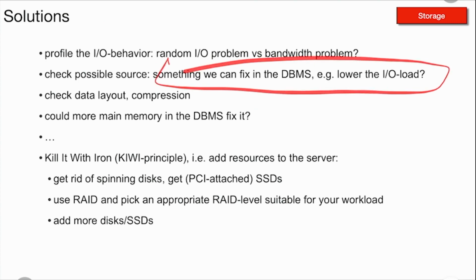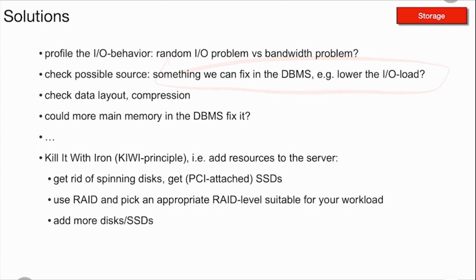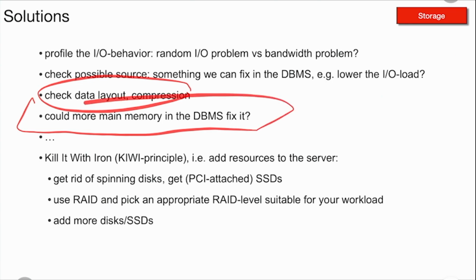Can you somehow lower the I/O load, for instance, by providing the database system with more main memory, such that you have to do fewer requests to the store? You can check the data layout and the compression. That could help. And you should always worry about, could more main memory in the database system fix it?